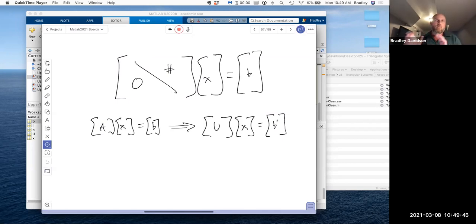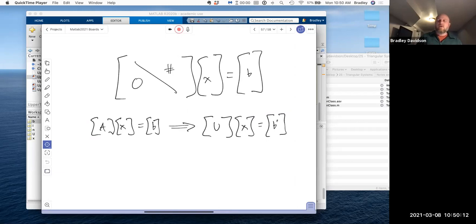Okay, so on Wednesday, Wednesday's the WPA. On Thursday, we're going to figure out again how to get our AX equals B into this UX equals a new B column matrix, and then we'll be able to apply the back substitution, and that is the primary algorithm that's being used for the left divide that MATLAB uses.